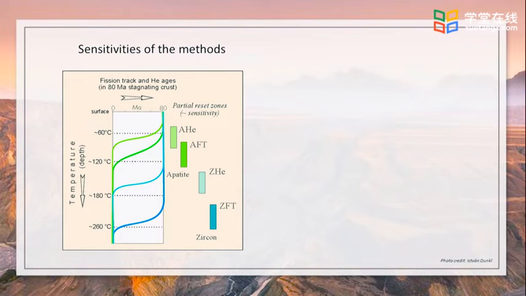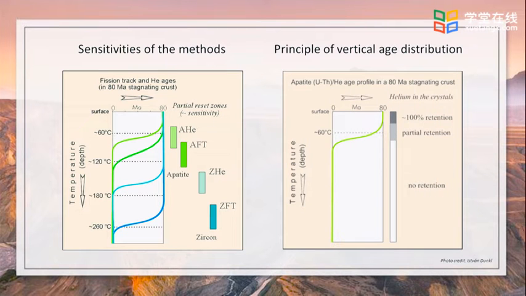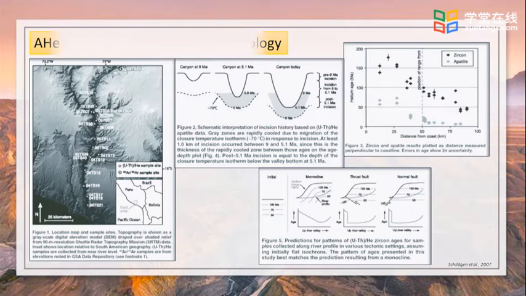On the basis of thermal sensitivities of the methods and the concept of partial annealing zone and partial retention zone, the principle of vertical age distribution is shown in the figure to the right, where we can see that thermochronological age is actually a function of both temperature and elevation or depth. Plotting apatite helium age data with elevation is therefore useful when solving geomorphology evolution problems. Here are some good examples that you may refer to for further discussion and study if you are interested.